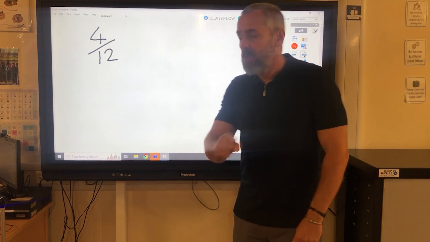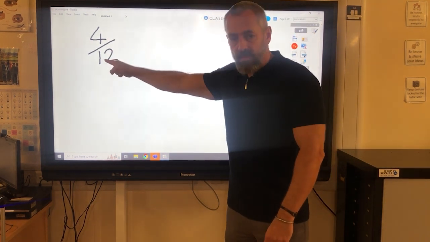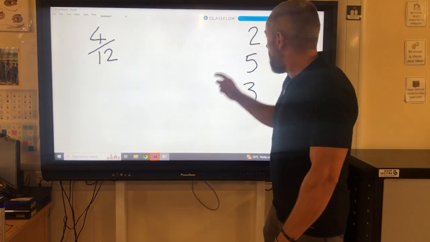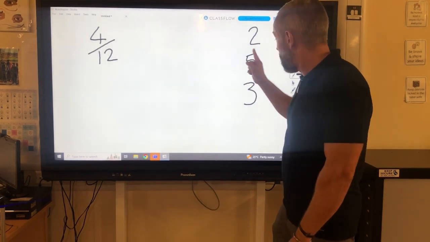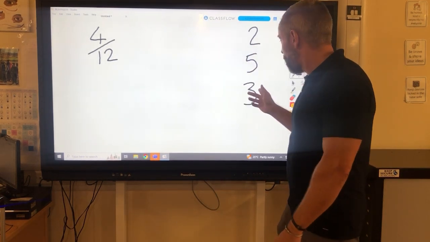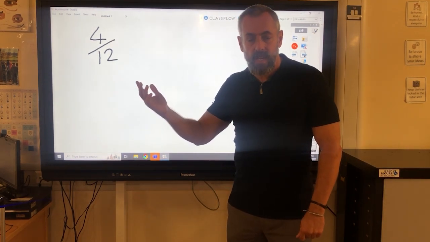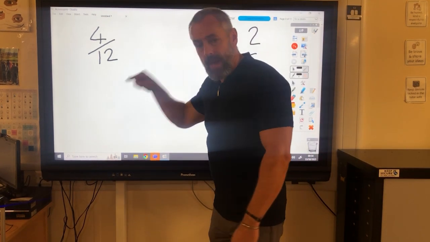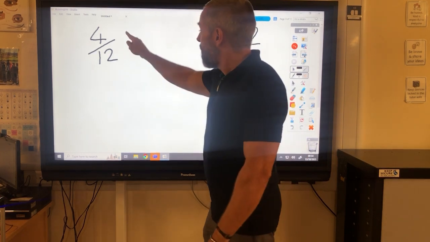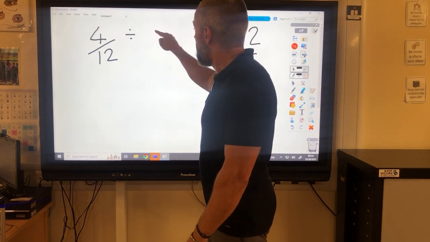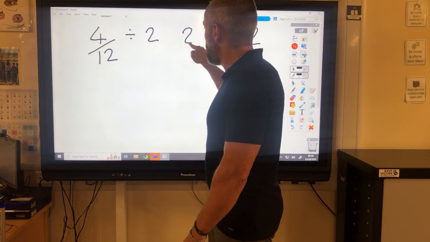What we want to do is look at both of these numbers and see whether or not they are in the 2 times table. If they're not, we'll look at the 5s, then we'll look at the 3s. Now, 4 and 12 are both in the 2 times table. What we do to the top, we have to do to the bottom, so we're going to divide. We're going to say 4 divided by 2 gives us 2.